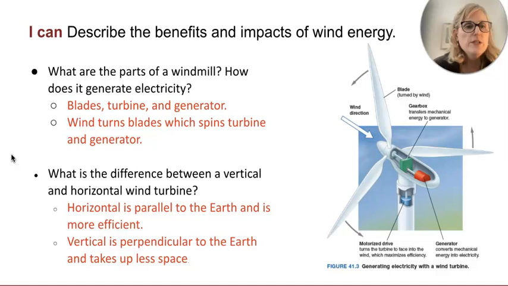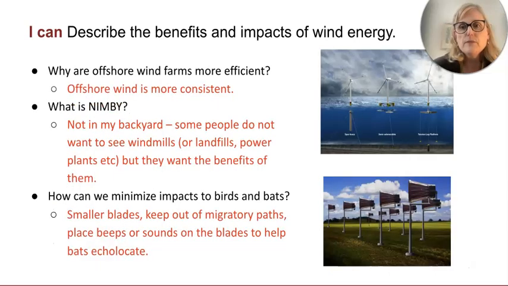Now, there is a different type of wind energy, which is a horizontal wind turbine. Most of the time we see what is called vertical. Horizontal is parallel to the earth and it's more efficient. Vertical is perpendicular to the earth and takes up less space.